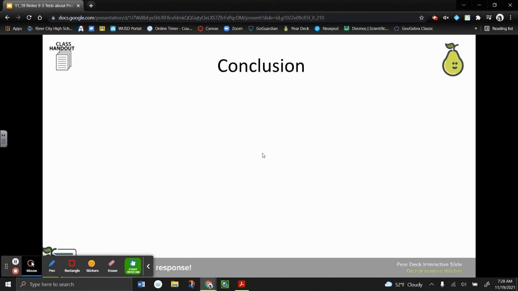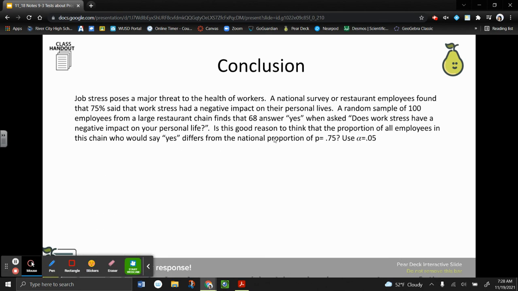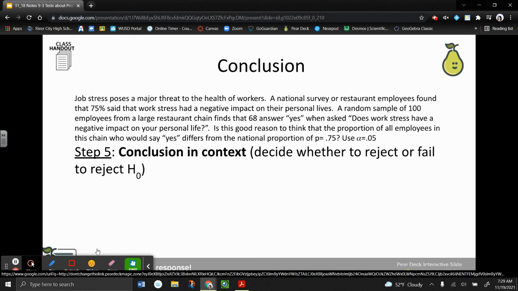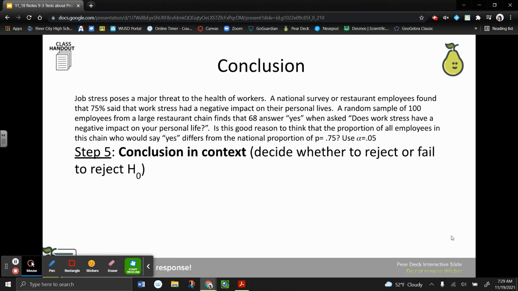So lastly, conclusion in context. Remember that my alternative said differs. So since our p-value is 0.1052, which is greater than alpha of 0.05, we fail to reject our null hypothesis. We do not have enough evidence to conclude that the proportion of employees at this large restaurant chain who feel that work stress has a negative impact on their personal life differs from the national average.